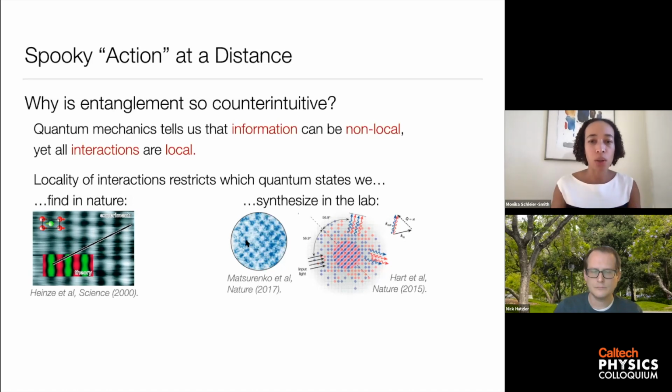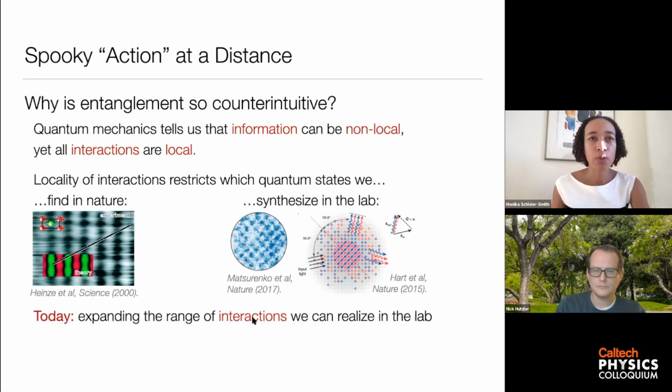And those are local correlations that arise from the influence of direct interactions between things that are near each other. So the focus of my talk today is going to be on expanding the range of interactions that we can realize in the lab, with an eye towards ultimately opening new directions in what forms of quantum entanglement we can realize, and I'll say a little bit about what one can hope to do with that.